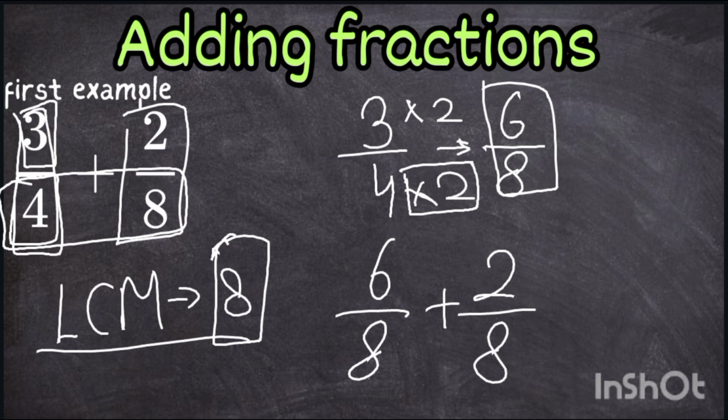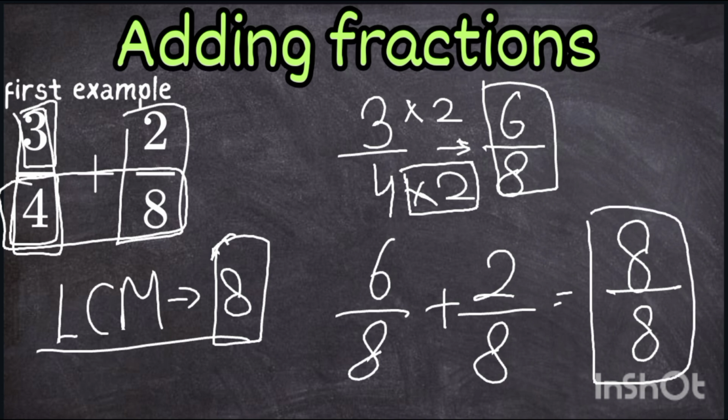In this, we are just going to add these. We have the same denominator, so we keep the denominator as it is and add the numerators. 6 plus 2 is 8. So now our answer is 8/8. At last, we are going to simplify this. If we simplify 8/8, we get 1. So our answer is 1.